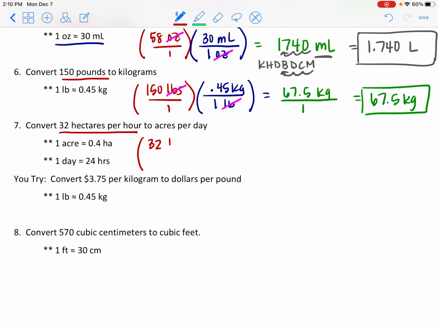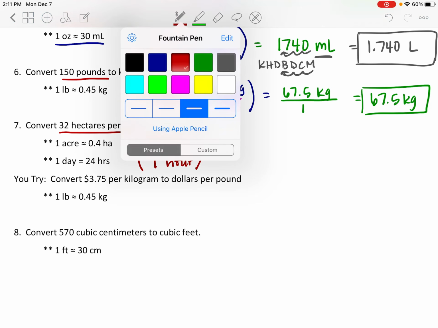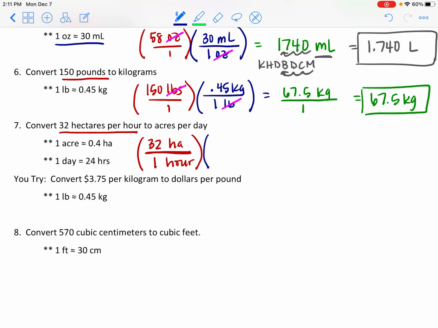32 hectares, which is HA, hectares per hour, so per, that's our fraction line, 1 hour. Okay. And first, let's go ahead and get from hectares to acres, okay? Here's what we know. We know that 0.4 of a hectare is in 1 acre. And I put those on the bottom, the hectares on the bottom, to cancel out the hectares that were here.